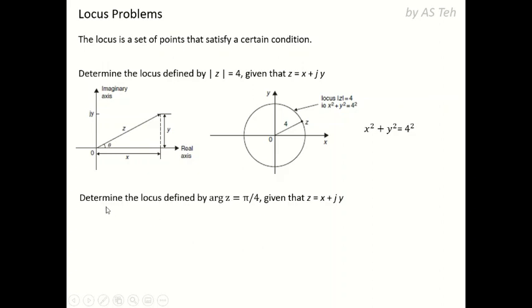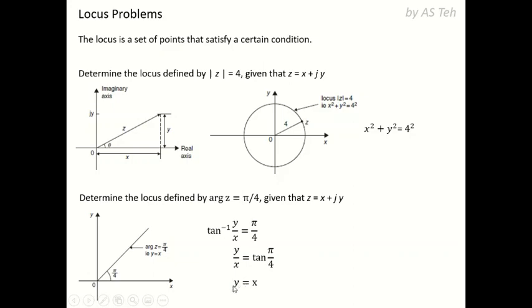Now for this example, my locus is defined by argument z, which means the angle of π over 4. What does that mean? You have this as your r function, and then you have the angle. The angle π over 4 gives y over x equals tan π over 4. This is tan 45 degrees, so it equals 1. So you have y equals x. So basically my locus is points along this y equals x line.